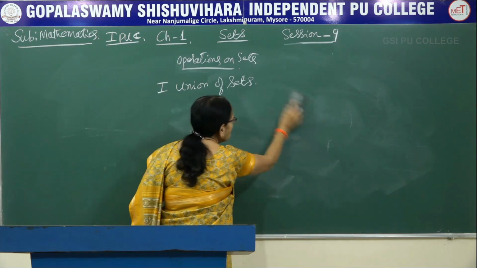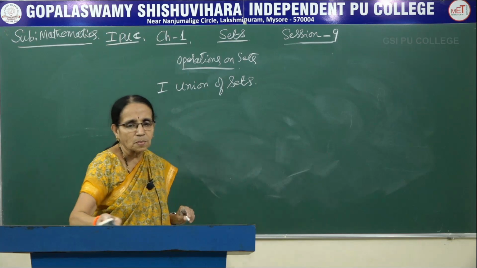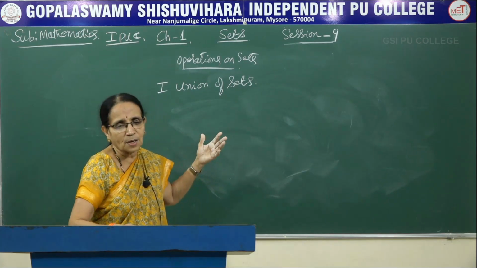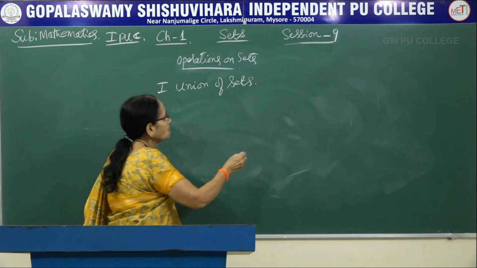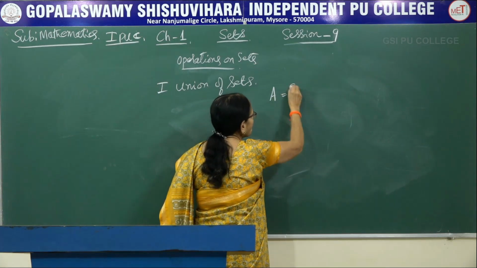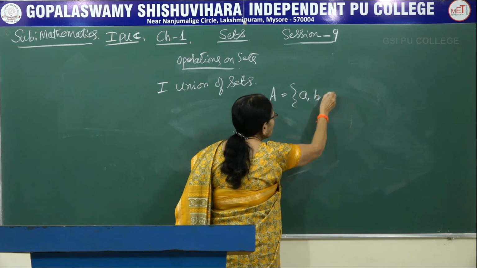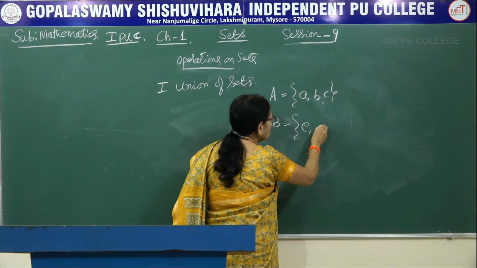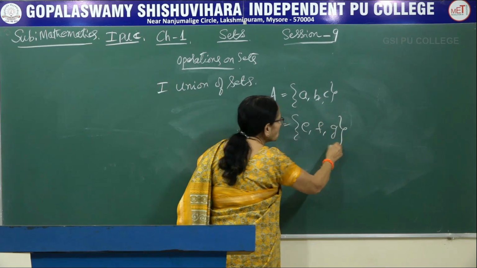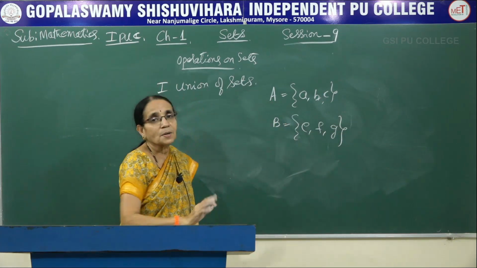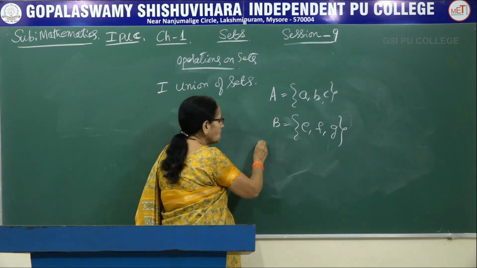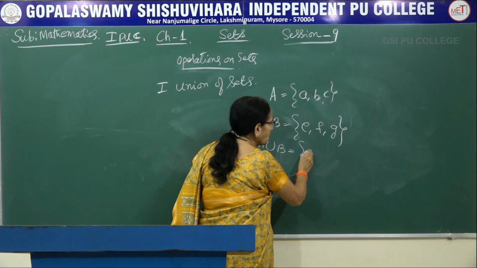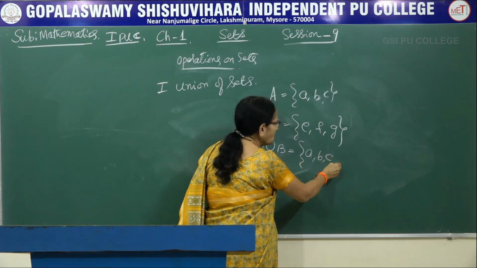Now, you can take any number of examples here. Let me take another example. Set A containing some letters A, B, C. Set B containing E, F, G. You observe here, we don't have any common element at all. Still, A union B, how do you write? First you write the elements of A: A, B, C.